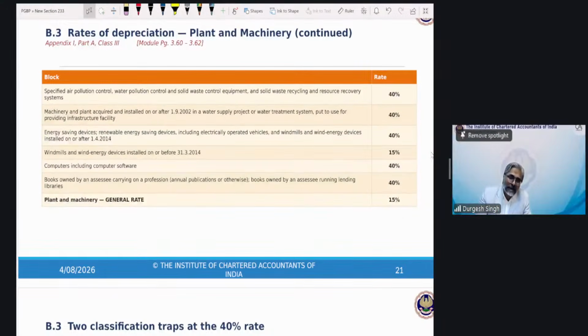Plant and machinery probably has got multiple rates in this context, which you can see for yourself over here. That is exactly the point, students. I hope that every one of you is clear with this one. Just quickly run through this, students.